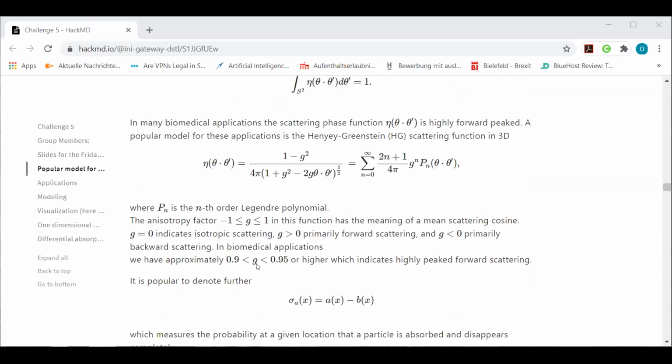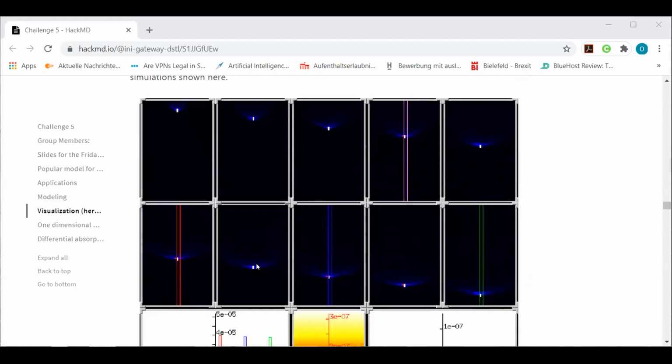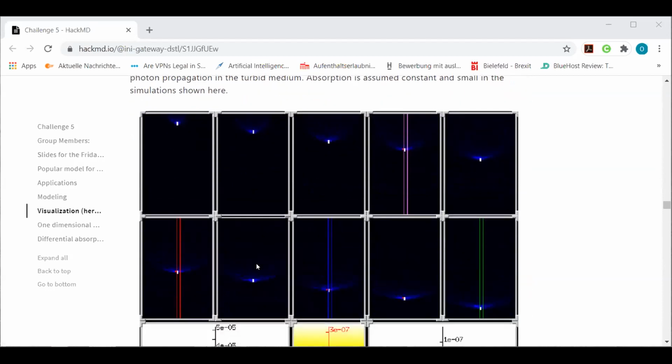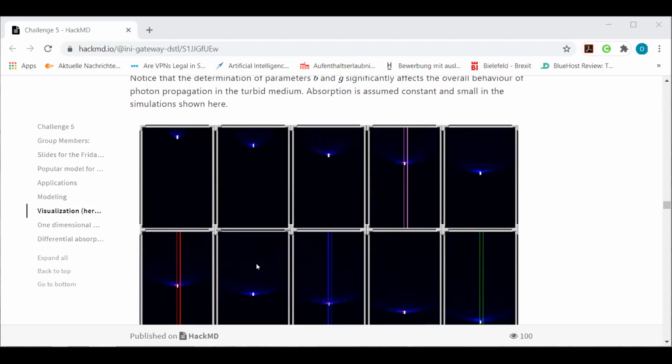G in the Henyey-Greenstein model tells you whether scattering is 0, or it is backscattering, then it becomes negative, or it is highly forward scattering, it becomes positive, close to 1. This is the Henyey-Greenstein model. So if you want to understand what is going on, we did some Monte Carlo simulation here, in 2D actually, for different combinations of these parameters.